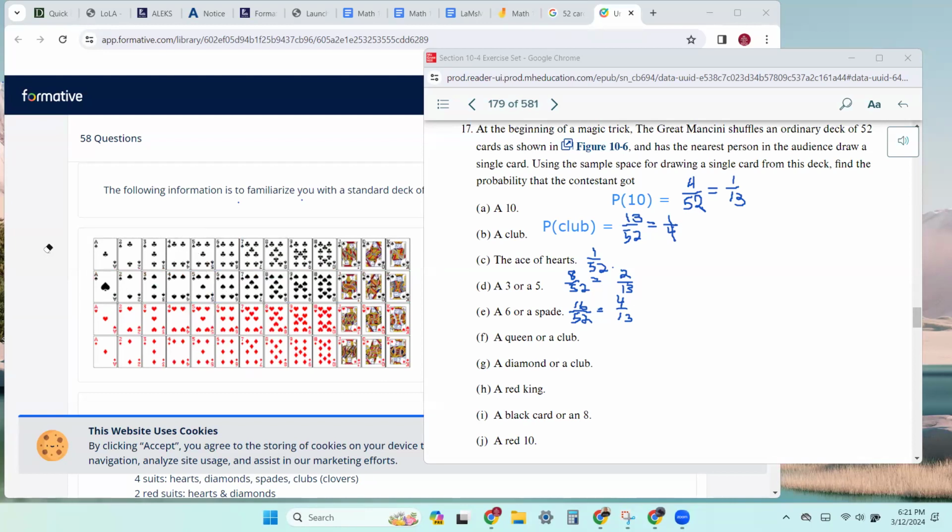A queen or a club? So the queens are right here. And the clubs are right there. And it's or. So 13 for the row, 14, 15, 16. It's the same thing as this one, isn't it? Am I missing something? We hit spade, then we hit six. That's the same thing.